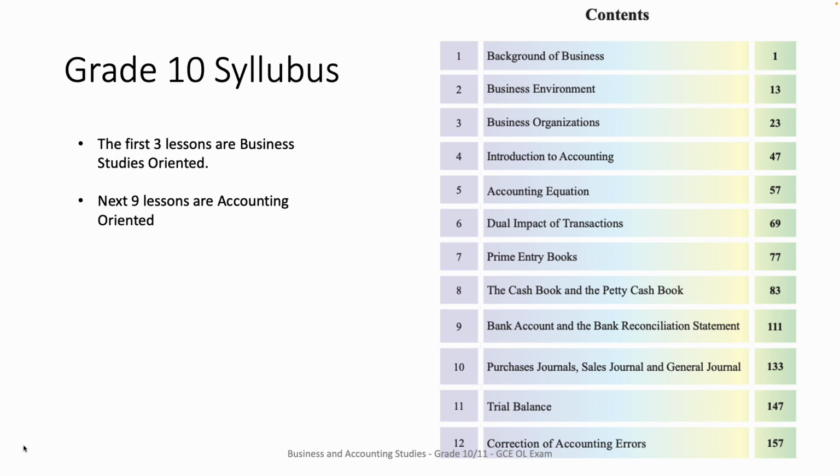The first 3 lessons are on business studies oriented areas: the background of the business environment and business organization. Then the next 9 lessons are mostly on the accounting area: introduction to the accounting equation, dual impact of transactions, primary entry book, the cash book and petty cash book, bank account and bank reconciliation statements, the purchase journal, sales journal and the general journals, the trial balance, and finally the correction of accounting errors.